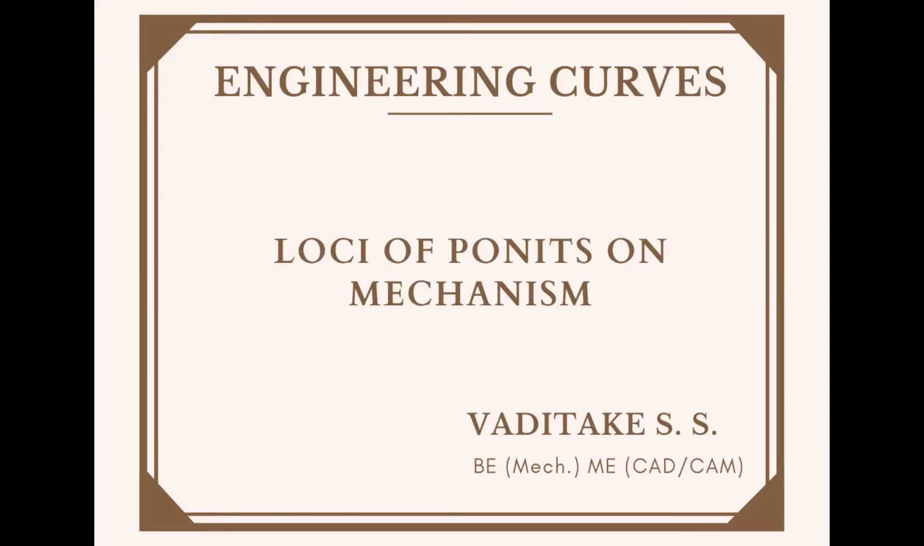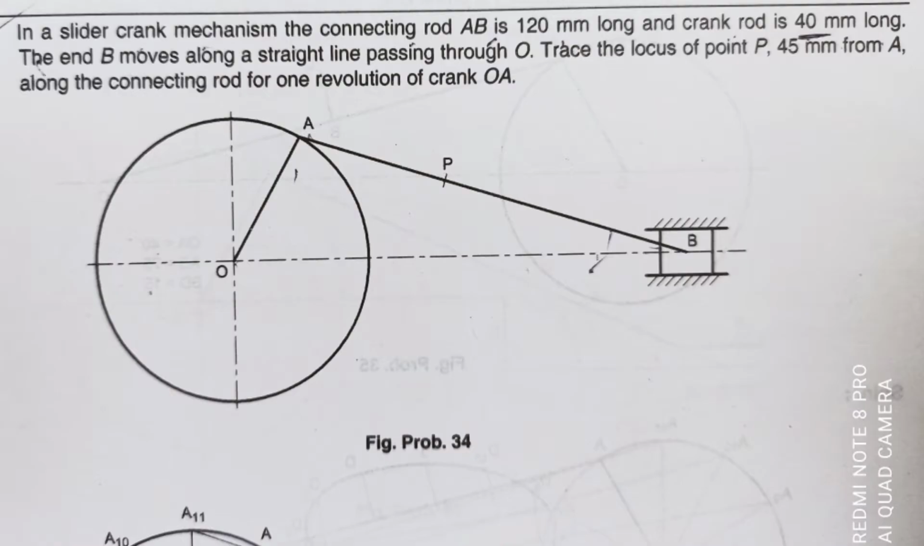Now we'll learn how to draw the loci of a point on a mechanism. The slider crank mechanism is basically used in IC engines. In this mechanism, crank OA turns about the point O. The connecting rod positioned between the slider B and crank OA oscillates, whereas the slider B reciprocates along a linear direction of motion passing through the point O.